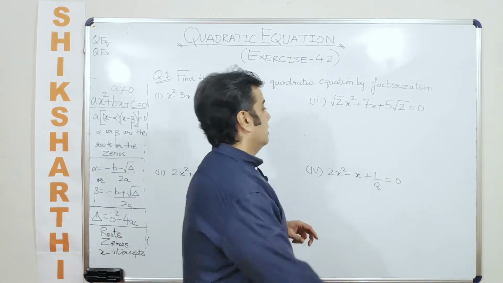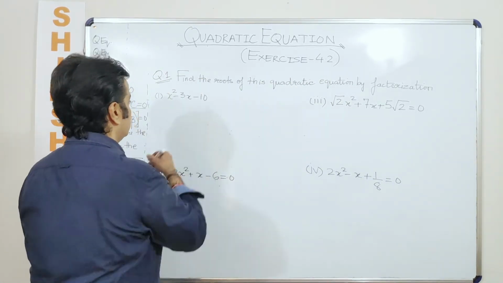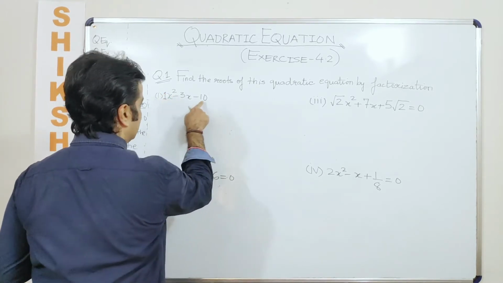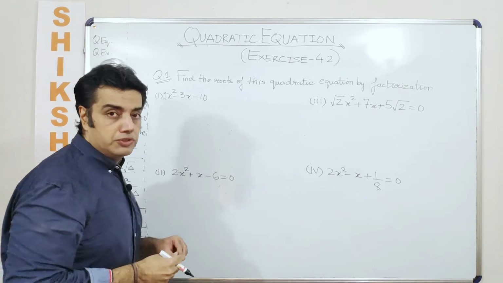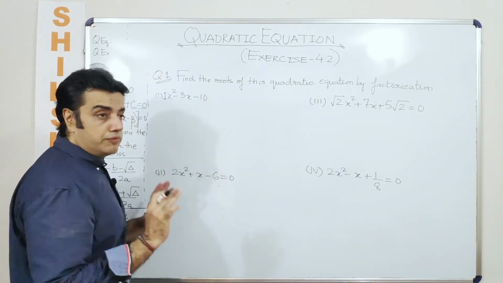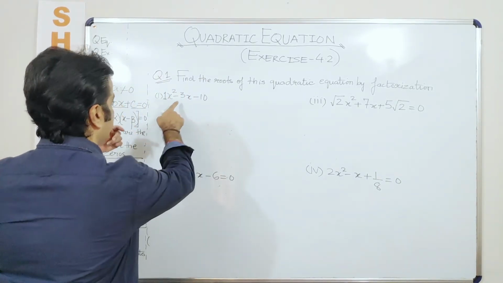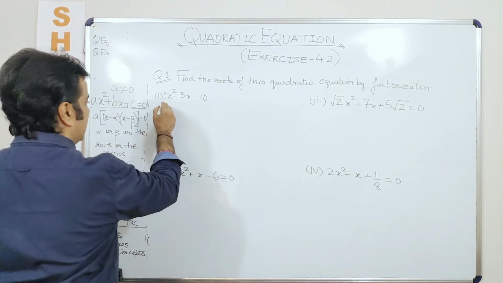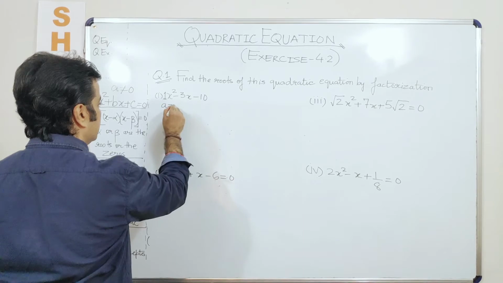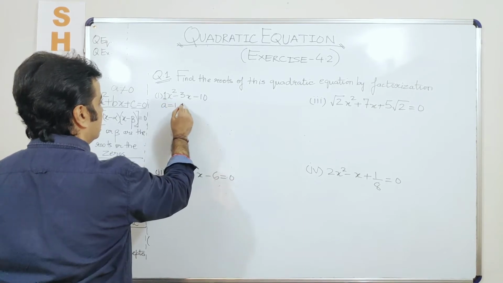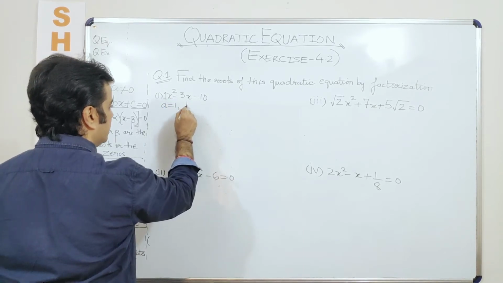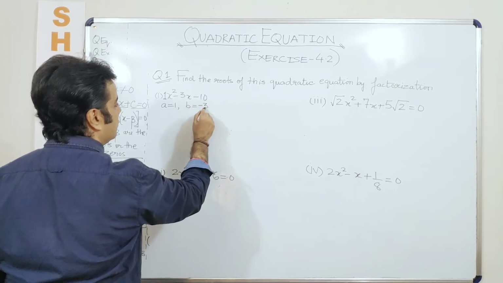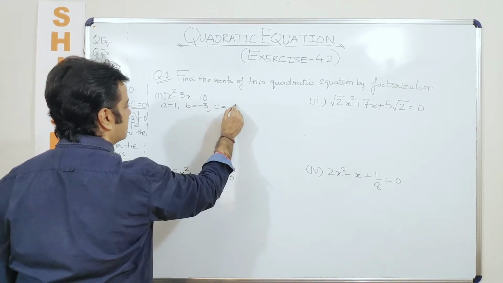Correct? Okay. Now the very first thing that we need to do is identify the value of the leading coefficient, trailing coefficient and the intermediate coefficient. Let us talk about the coefficients of the various powers of x. So I am comparing this equation with this equation, wherein I will be able to say that the value of a is 1 here, the value of b is minus 3 and the value of c here is minus 10.